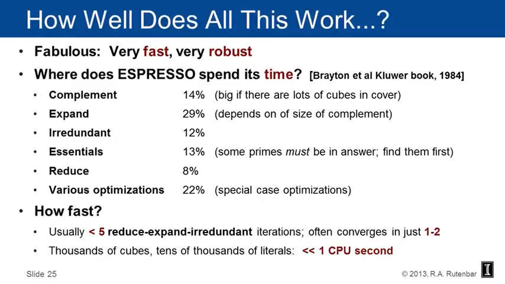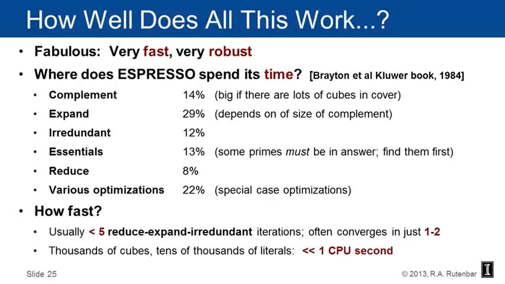How well does all this stuff work? Fabulously well. It's extremely fast, extremely robust. Where does the Espresso algorithm spend its time? So this is just straight out of the Brayton book. The complement operation that you have to do so that you can tell what expansion can't hit takes about 14% of the time, and that can be big if there's lots of cubes in the cover. The expand takes almost 30%, depending on the size of the complement.